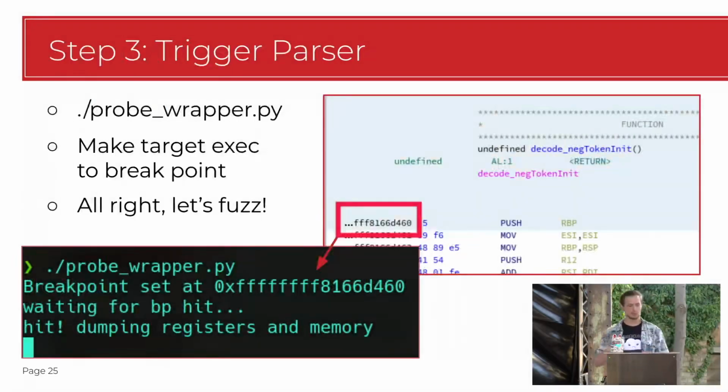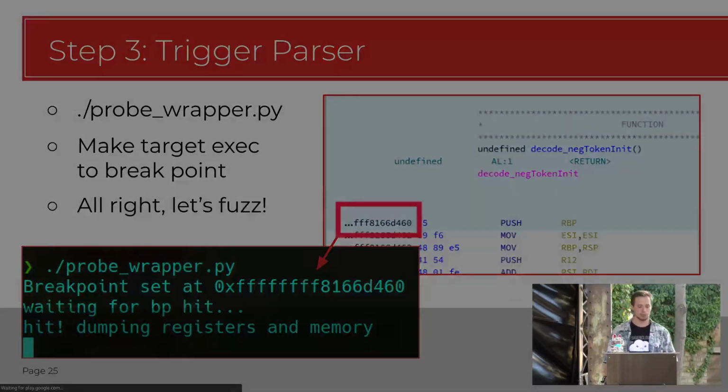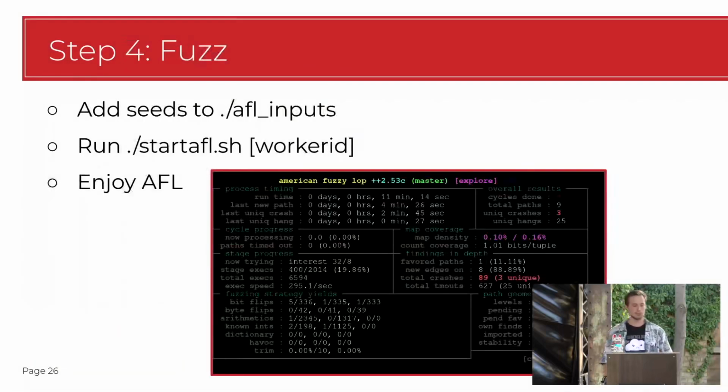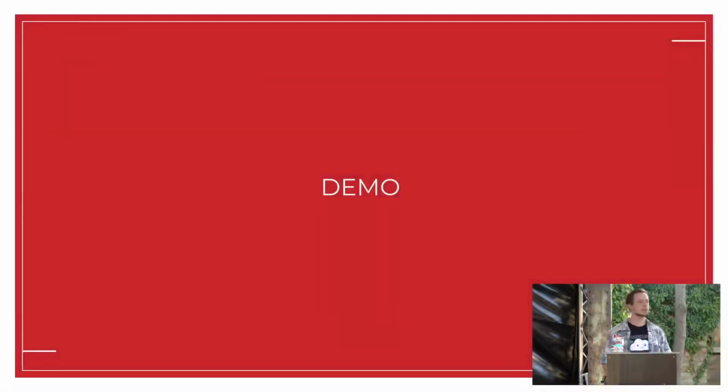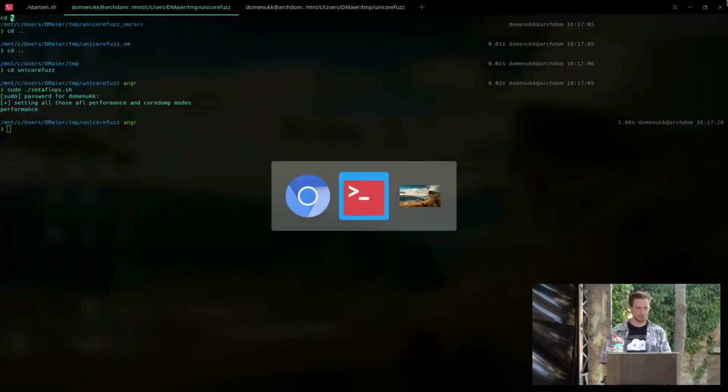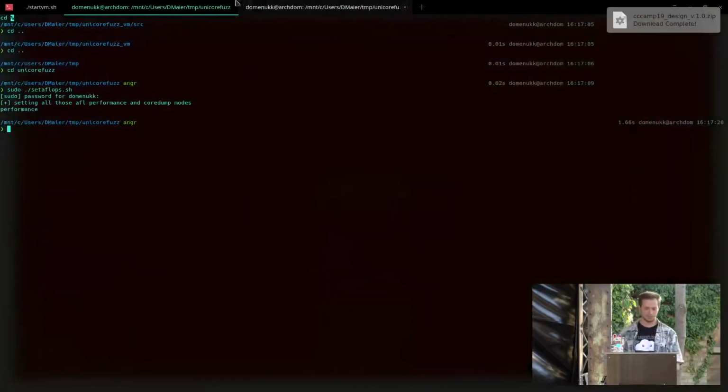And then we start the probe wrapper. It'll set the breakpoint, wait, and once the breakpoint is hit, we can fuzz and start AFL, and afterwards we have a nice debugging setup where you can see what happened. So let's see what happened. Since I just rebooted my machine, let's see if it actually happens.